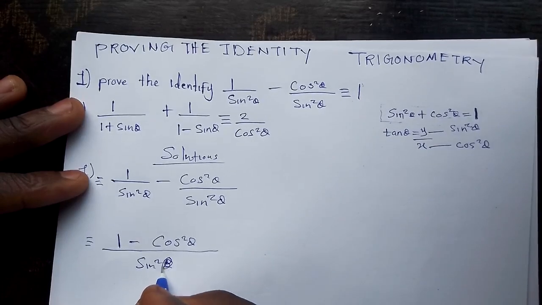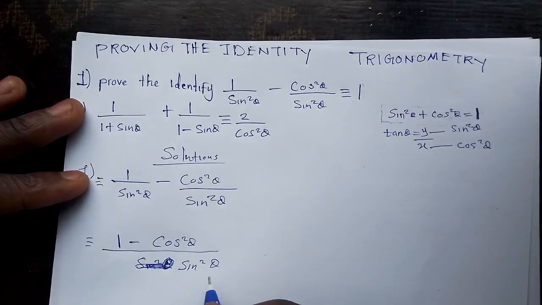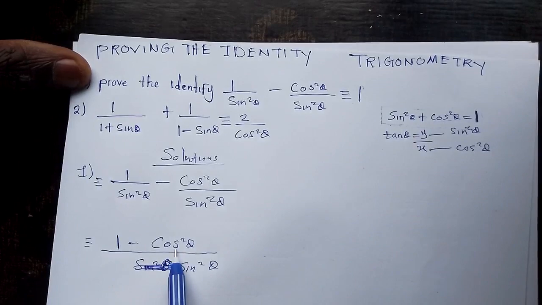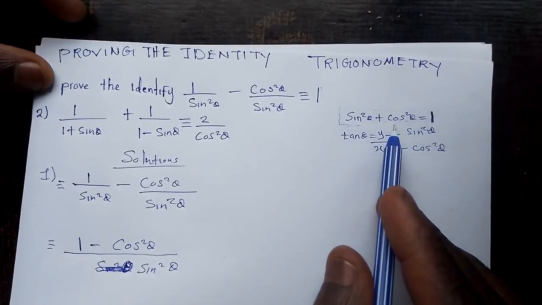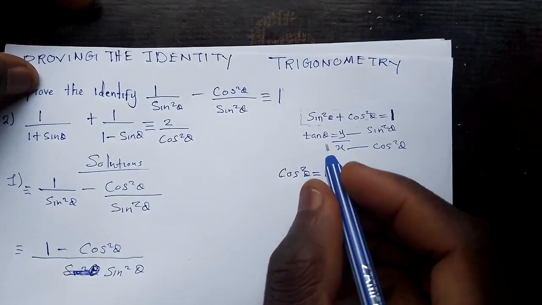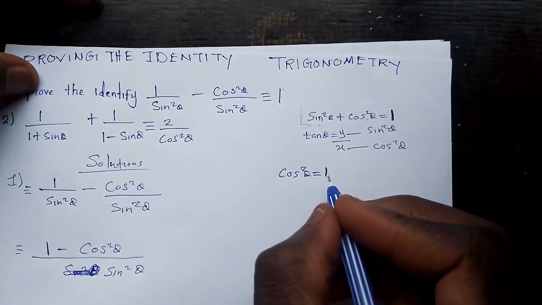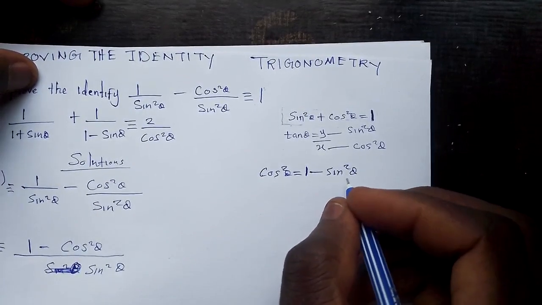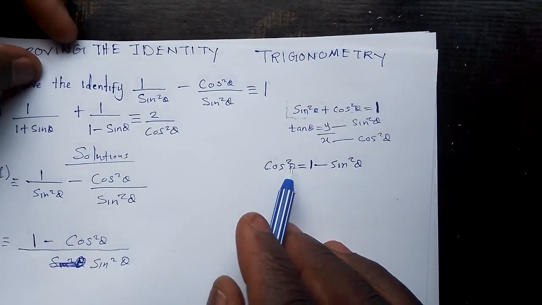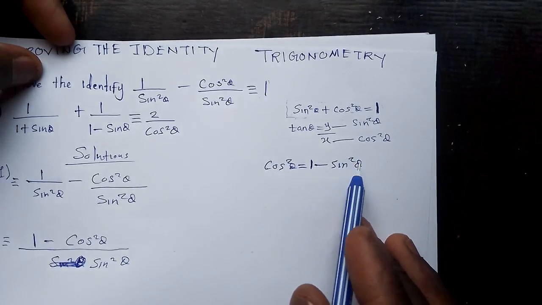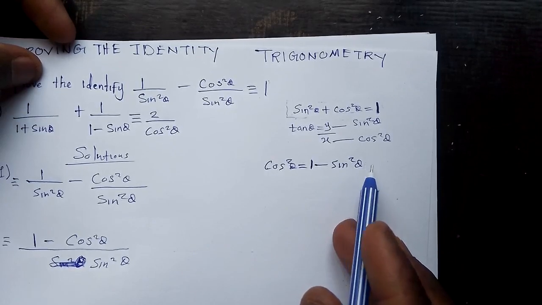Now, at this point, I'm going to use the identity. Since I'm having cos here, I need to make cos the subject of the formula. So cos 2 theta is equal to 1, and when sine 2 theta crosses the equal sign it changes to minus, which is 1 minus sine 2 theta. So where there is cos 2 theta, you are going to replace it with 1 minus sine 2 theta.